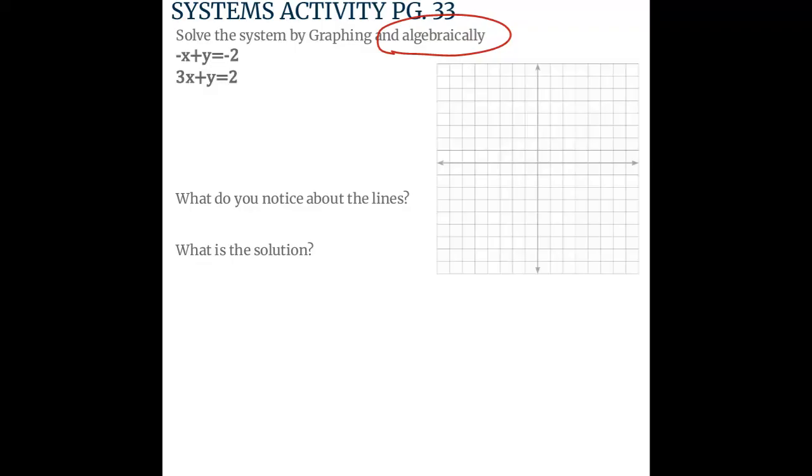So if you multiply the negative times the negative, that would give you a positive, so cancel them out.